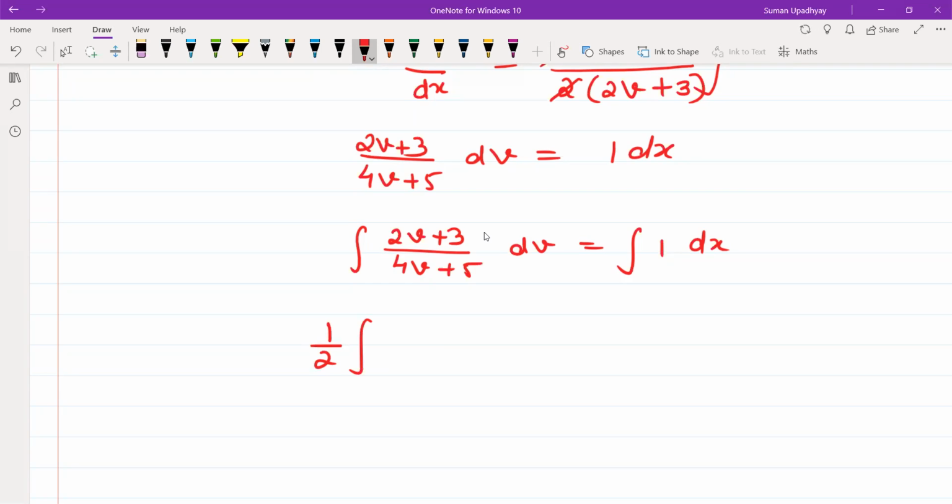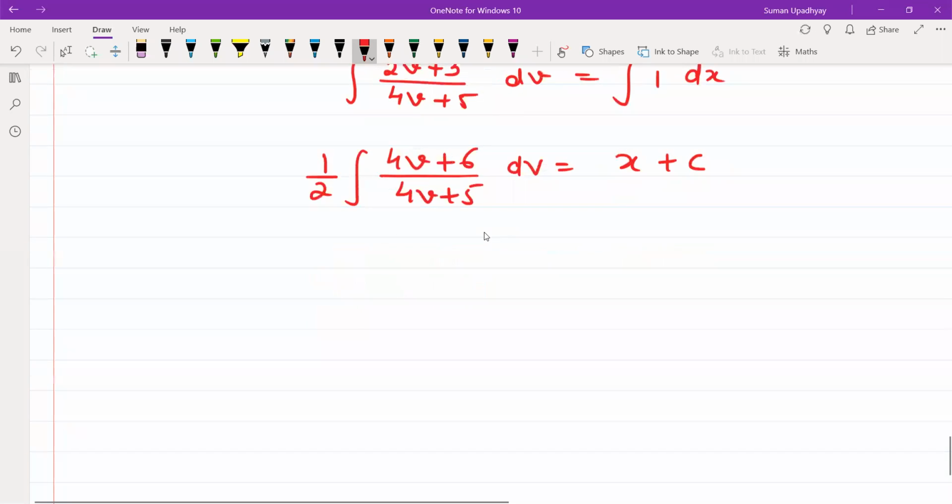So I divided by 2, now multiply with 2. So this 2v plus 3 will become 4v plus 6 upon 4v plus 5 dv. And integration of 1 is x plus c, integration constant. Now 4v plus 5 is there in the denominator. I want 4v plus 5 in the numerator also, so I will write 4v plus 6.